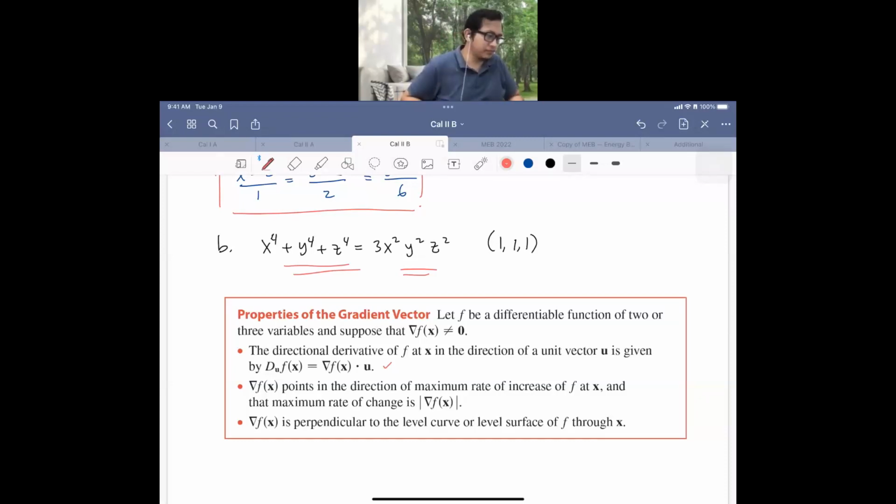And then you can also have the third implication, that is the gradient vector is perpendicular or orthogonal to the level curve or level surface. Okay, and then that finishes the directional derivative. Okay, any questions? If you have questions, you can write in the chat box.